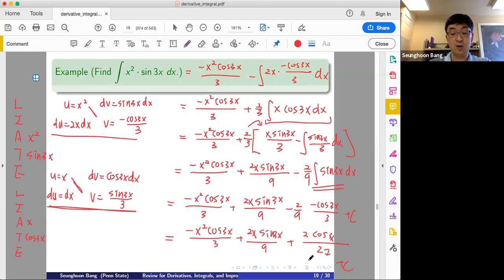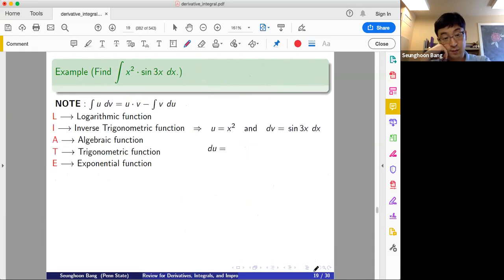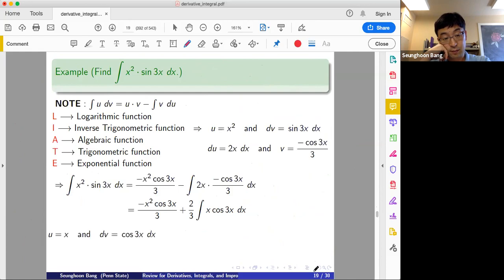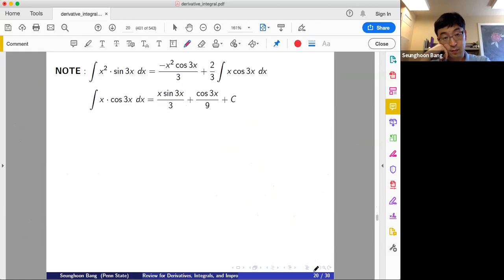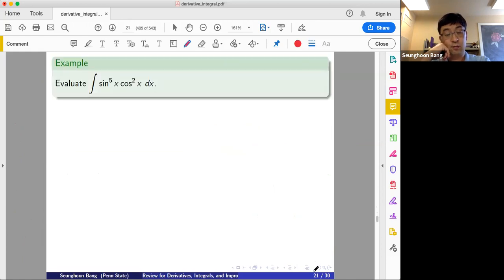This is the whole idea for solving this problem by using integration by parts twice. Okay, the next one.